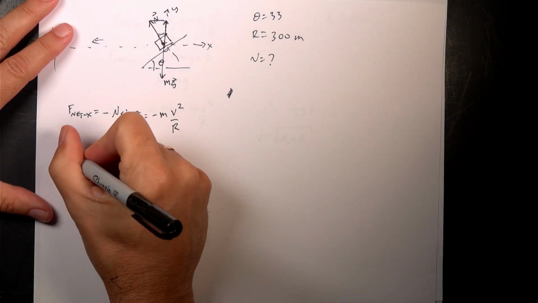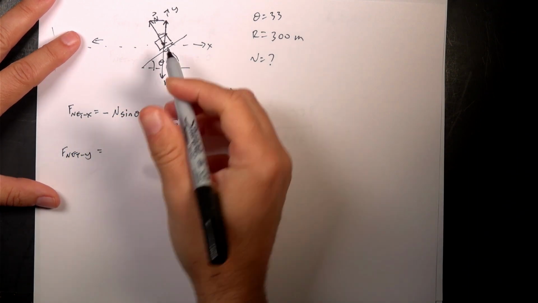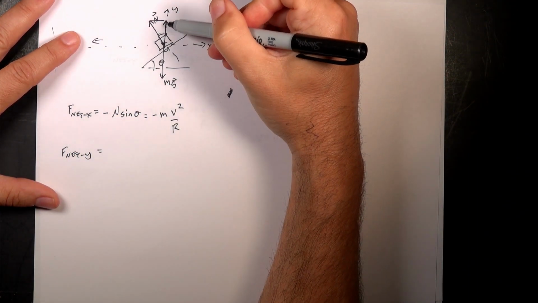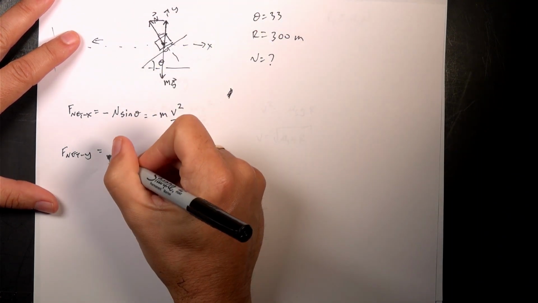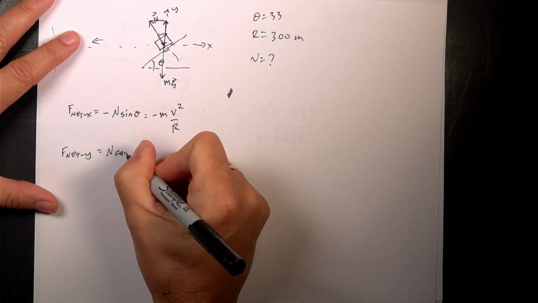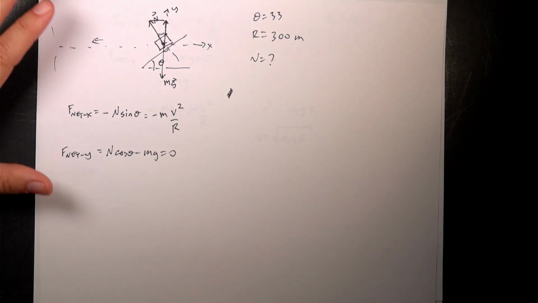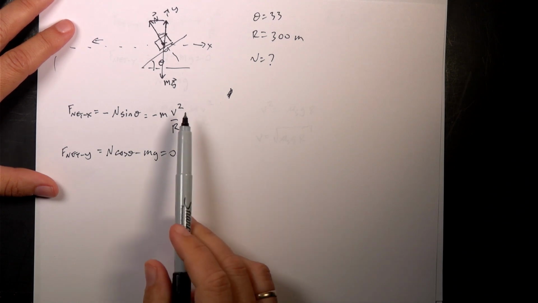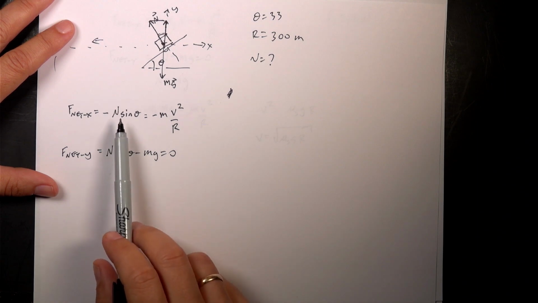Now we can do it for the y direction. F net y is going to be equal to, in this case, I have a component of the normal force in the y direction. It's going to be the adjacent side right there. So that's n cosine theta minus mg, and that's equal to 0. Now what do I want to solve for here? I want to solve for v, but I don't know n. So let's use this n right here, solve for n, plug it in up there, and then solve for v.